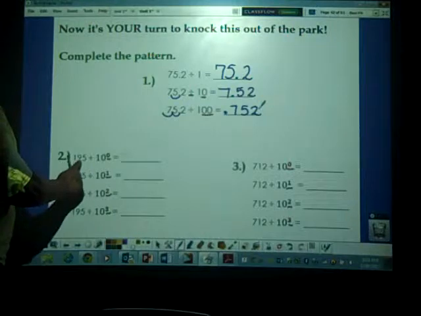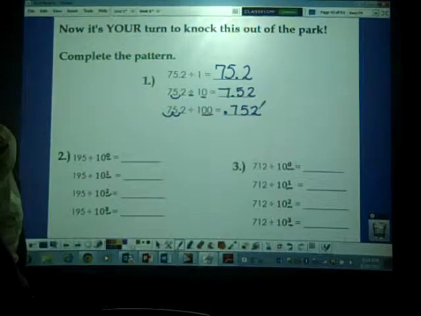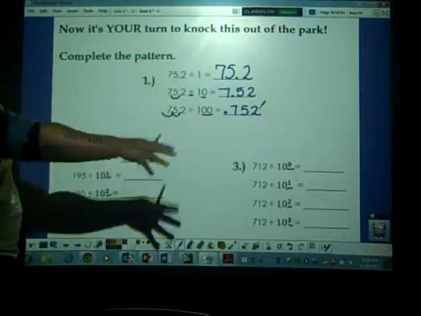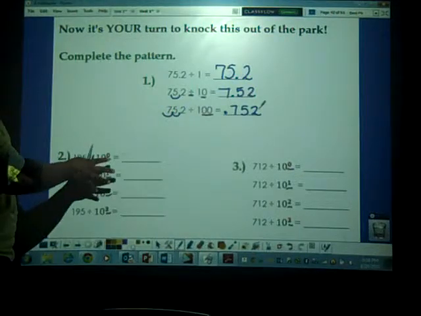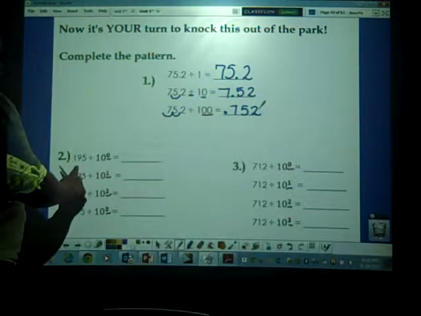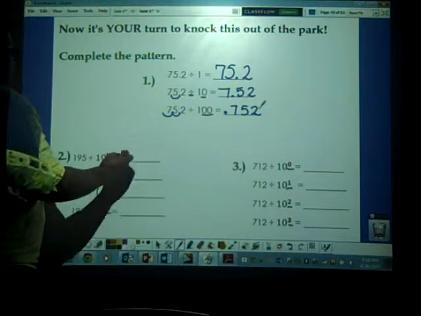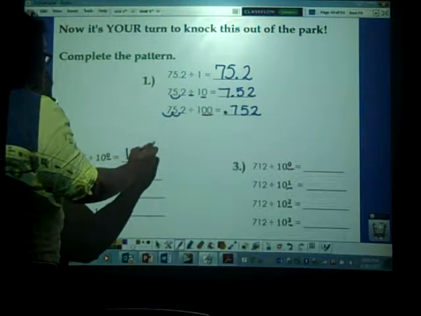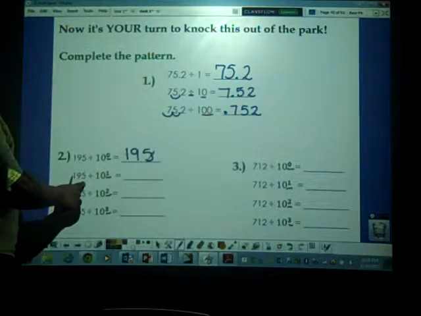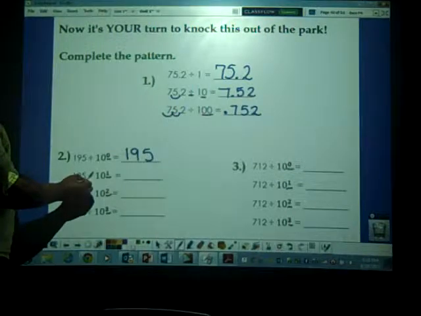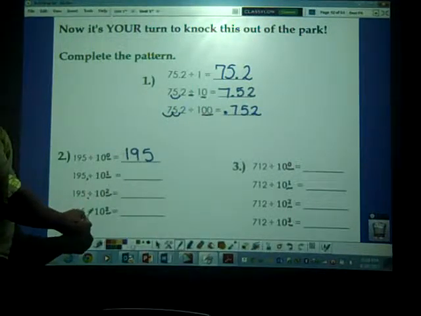Let's go here. Whole number divided by power of 10. We just divided a decimal by a power of 10. Now we're going to divide a whole number by a power of 10. 195 divided by 10 to the 0 power is still going to be 195. Now we have 195. It's a whole number. Place our decimal point right there.